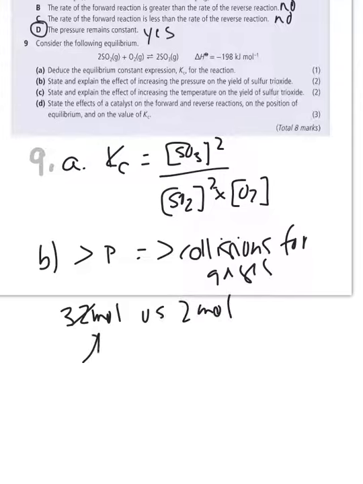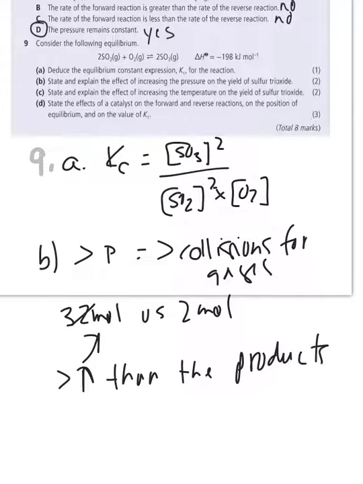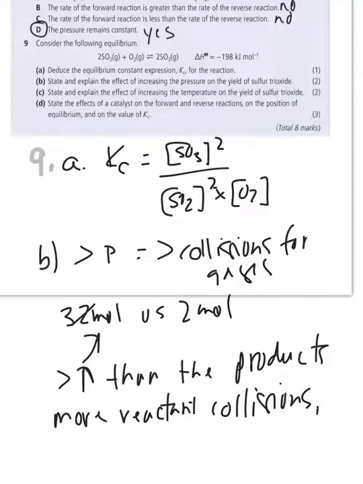So this is going to see a greater increase than the products, a greater increase in collisions, because it's more crowded to begin with. So if I increase the collisions more on the reactant side, so more reactant collisions, then the effect is going to be more product, more yield. It's important you realize yield and product mean the same thing.